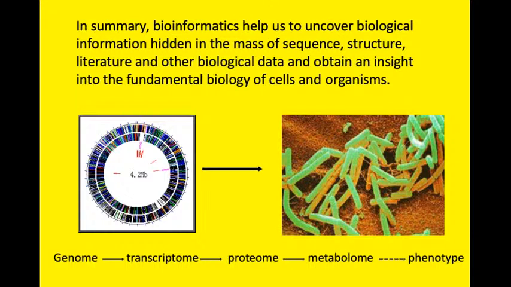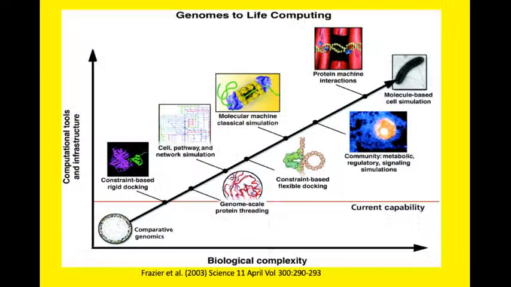So here you can see genome is making transcriptome, then proteome, then metabolome, and giving rise to phenotype at the end. So how does this level of complexity work as compared to the computational tools and infrastructures? Here you can see we have comparative genomics at the initial point. Then we start to work on the base stage of docking.